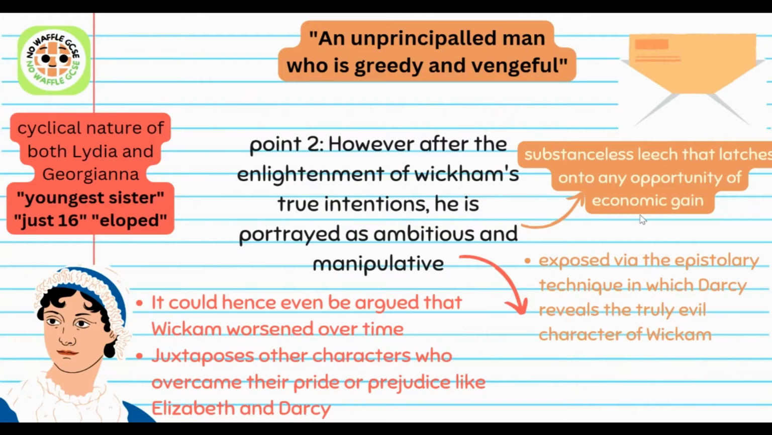Now, there's also a cyclical nature of both how Lydia and Georgiana both got manipulated into an elopement. The youngest sister, just 16, eloped. And it could hence even be argued that Wickham did not even progress or stay static, he worsened over the time. And it juxtaposes how all of the other characters overcame their pride or overcame their prejudice, such as Elizabeth and Darcy.